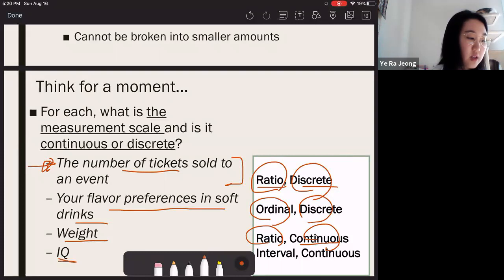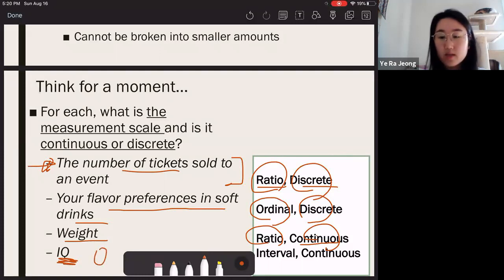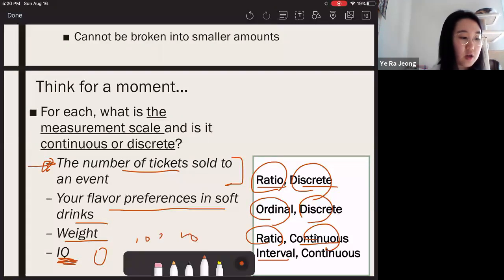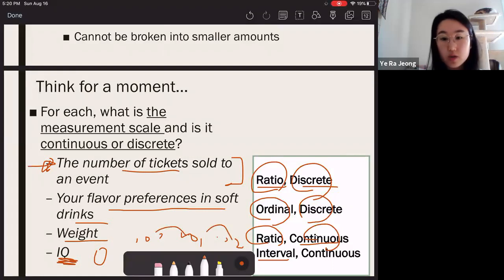Similarly, IQ. In IQ, there's no true 0, right? In IQ, 0 does not mean absence of intelligence, right? So it's interval. Because in IQ, 100 to 101 to 102 still has an equal distance. It's just that there's no true 0. So it's an interval variable, and you could have decimals technically in IQ, so it's continuous.